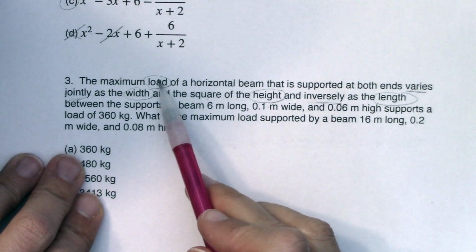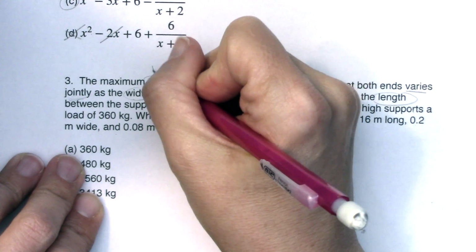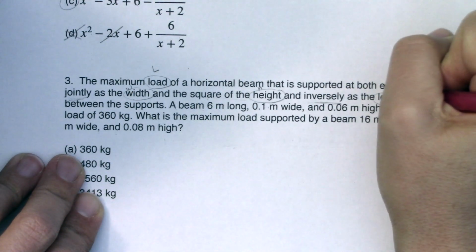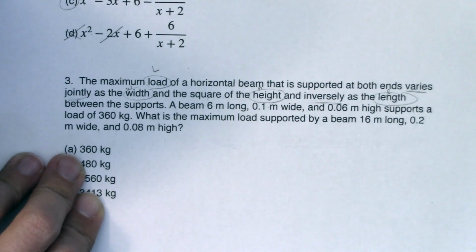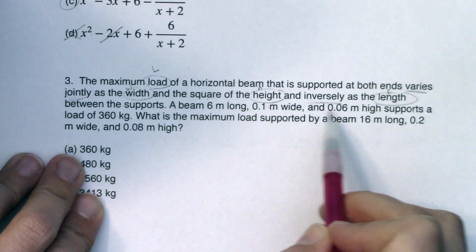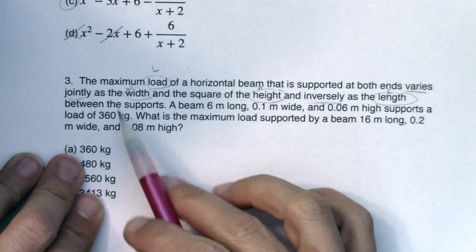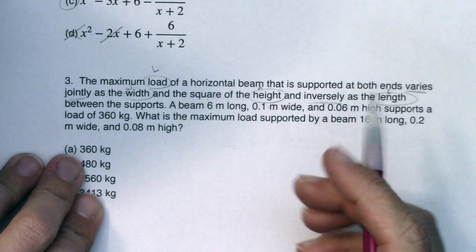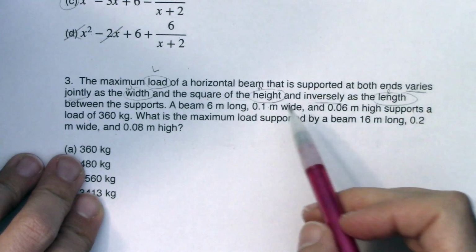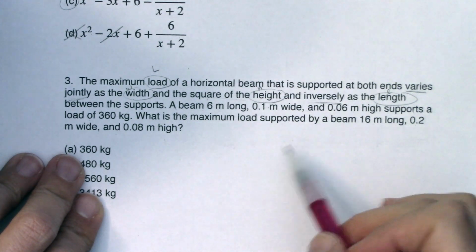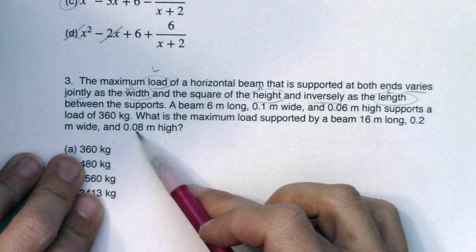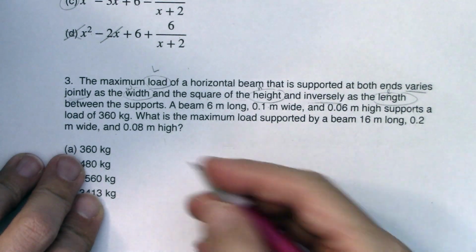So I have 4 letters. I'm going to use maximum load, and I'm going to write that with a capital L. I'm going to write width with a W, H for height, and then length with a lowercase l. And you can see I have a complete set of information, right? I have a length, a width, a height, and a load. I'm going to use those 4 numbers together to solve for my constant of variation once I write my equation. And then once I have my K value, my constant of variation, I'll plug in 16, 0.2, 0.08 and find capital L. So let's write our equation.